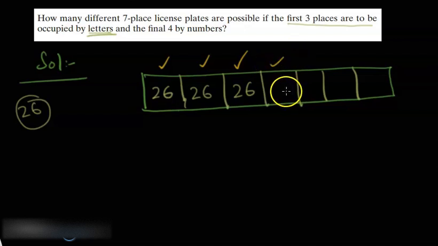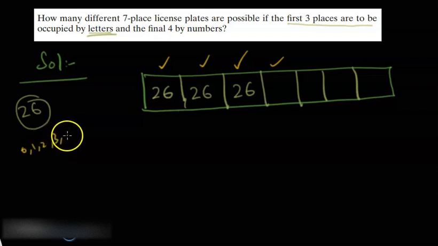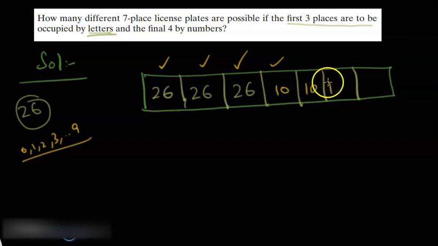Task 4 is to select a number for this place, because these 4 are to be selected as numbers. So there are 0, 1, 2, 3 till 9. These are total 10 numbers. So this task can be performed in 10 ways. There are 10 possible outcomes for this experiment. 10, 10, 10, because they are to be selected as numbers.